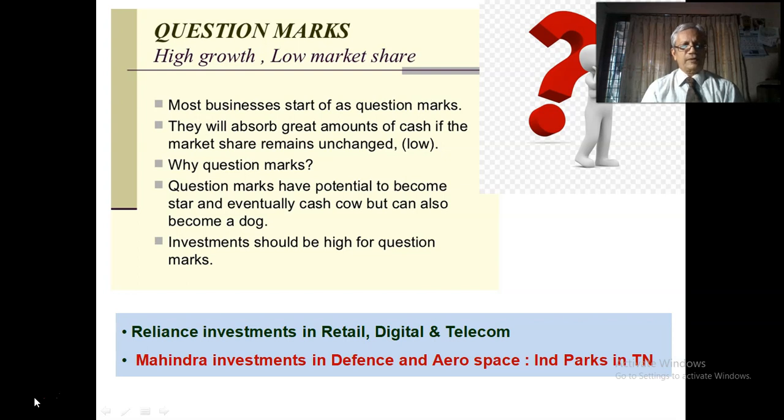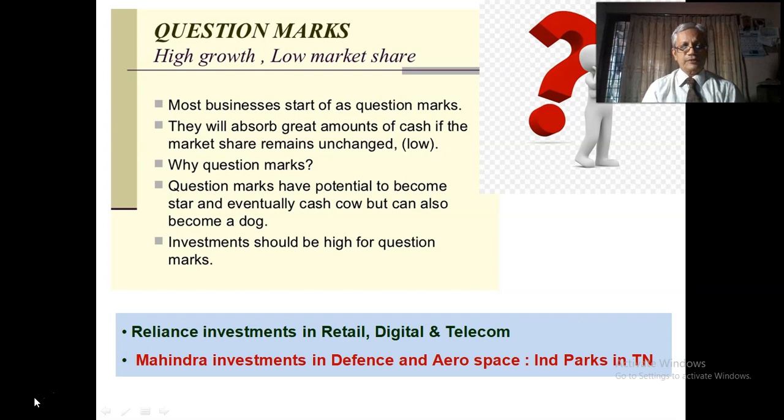A very excellent example we can talk about under this category is the Reliance investments into retail, digital, and telecom. The last AGM very thoroughly explains how exactly Reliance is focusing on these 3 businesses as question mark businesses, because they see tremendous potential to grow. That's why they're able to bring in a lot of global investors. More than about 13, 14 global investors have come and put in a lot of equity, and more investors are also in the pipeline. So it's a very interesting case to watch.